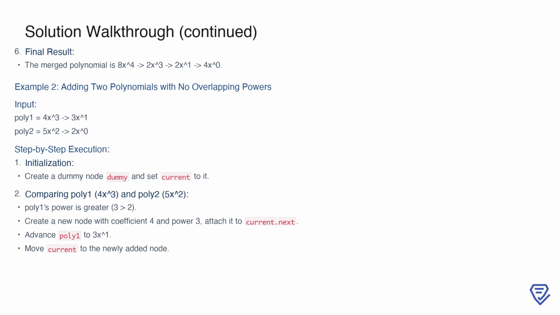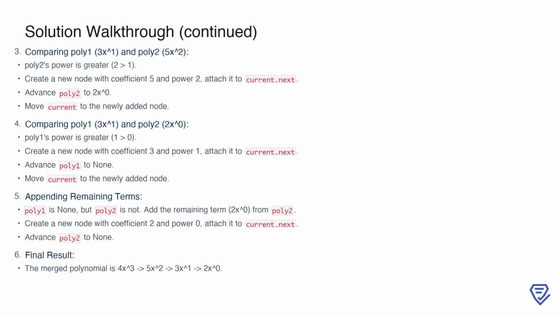Now, we compare the current terms, 3x to the power of 1 from poly 1 and 5x squared from poly 2. Since 5x squared has a higher power, we create a new node with coefficient 5 and power 2, attaching it to current.next. We then advance poly 2 to its next term, 2x to the power of 0, and move current to the new node. Next, we compare 3x to the power of 1 from poly 1 with 2x to the power of 0 from poly 2.